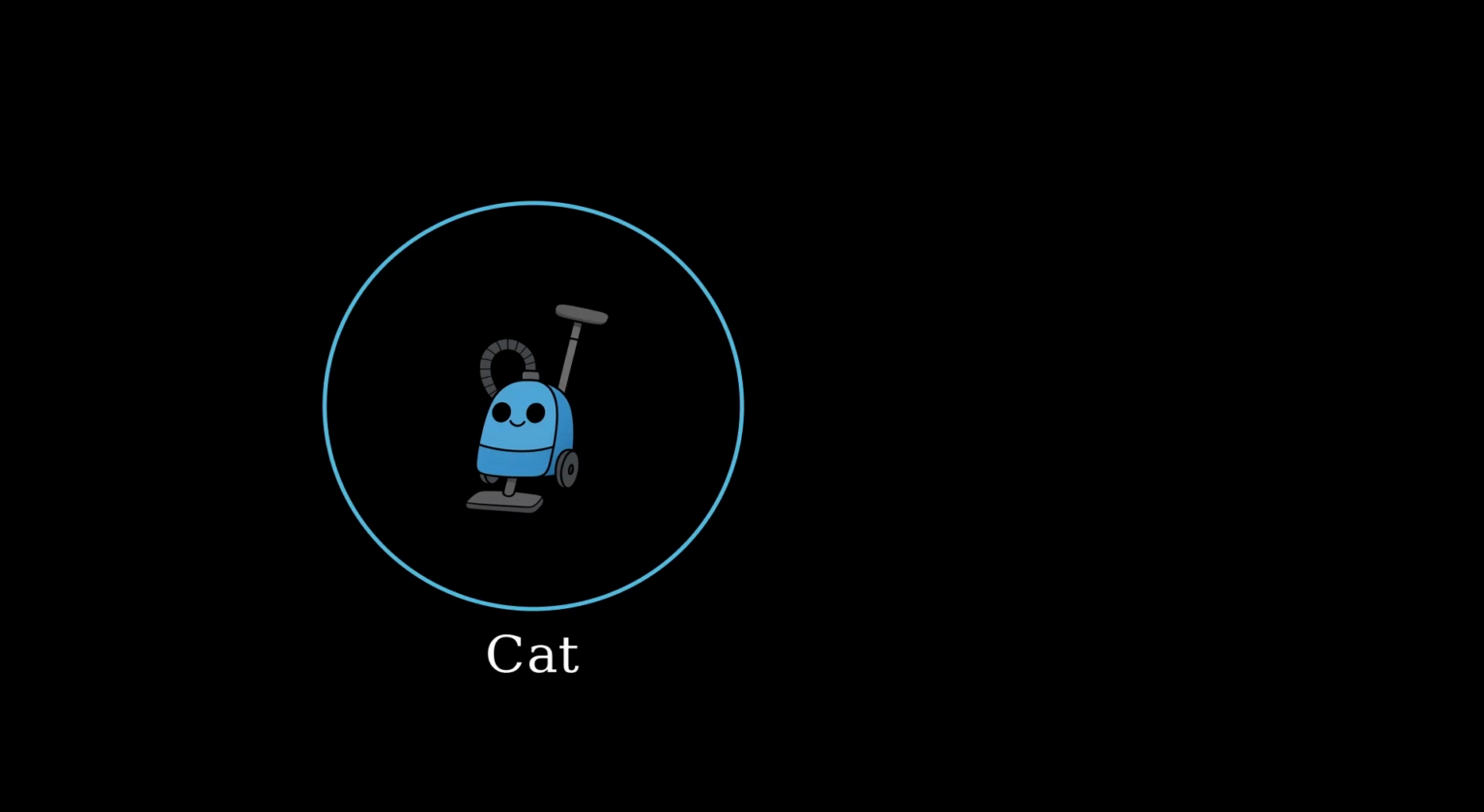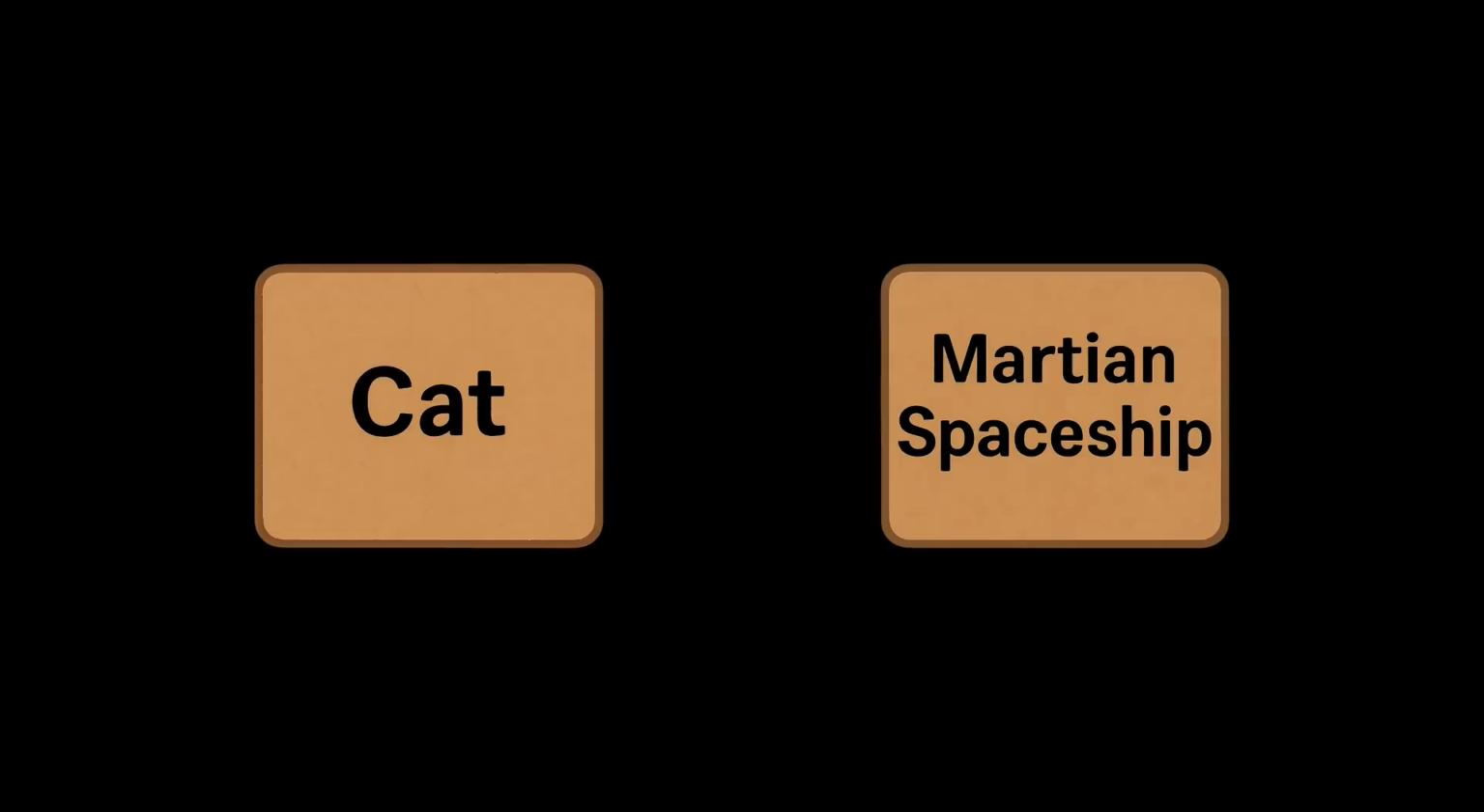But what does it really mean to be a cat? And why did your mind put the animal in the cat box instead of, say, Martian spaceship? Stick around as we explore how our brains draw these invisible circles around ideas, and what happens when our circles don't line up with someone else's.